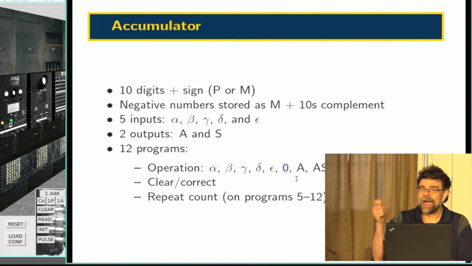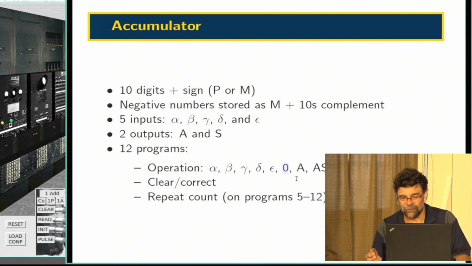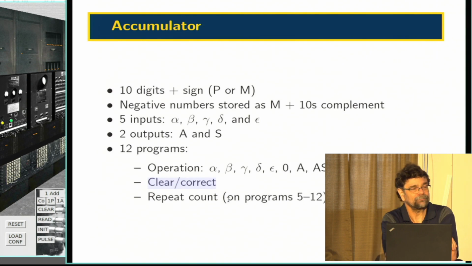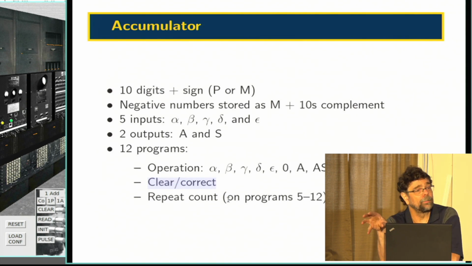So you have a no-op for every accumulator program position. That turns out to actually be kind of handy. It's the most convenient way to clear an accumulator. There's another switch called the clear correct switch. If you're doing an output or you're doing the no-op, then it clears the accumulator at the end of the operation.